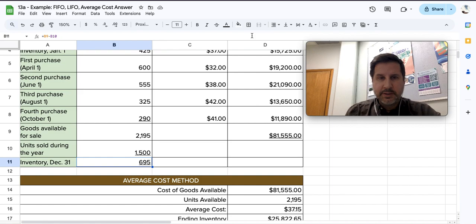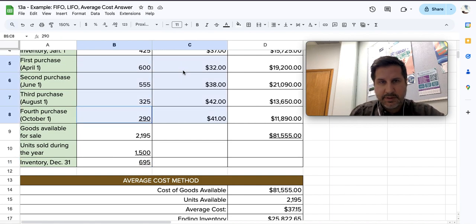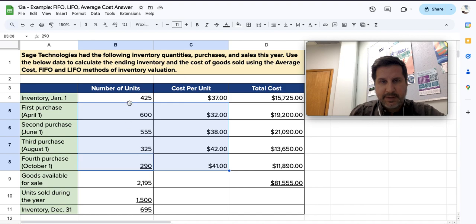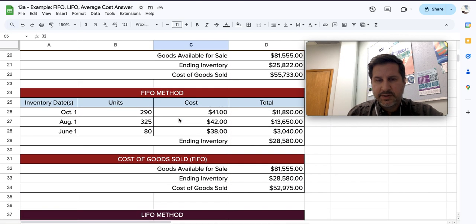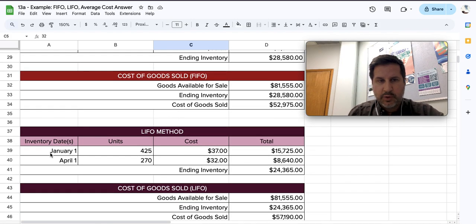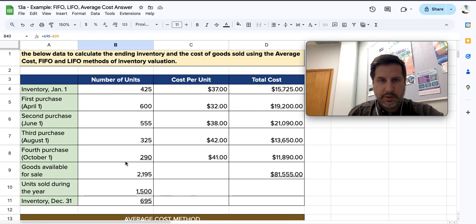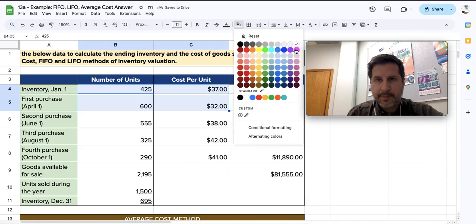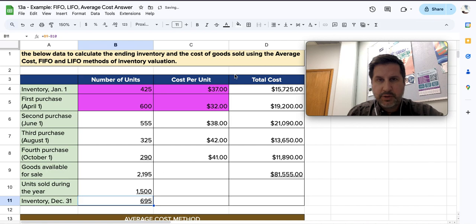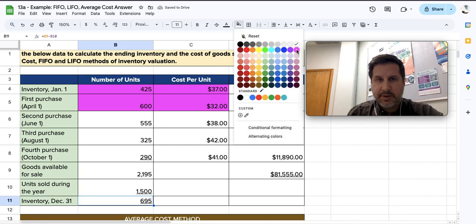In this case, as we are selling stuff, we're actually selling this stuff first, which means this stuff is going to be left in our inventory. So for LIFO, and again, I'm going to do this quicker, we're going to take our January 1st and April 1st inventory, a total of 695 units. So they're going to come from here this time. And we have to make sure that we value 695 of them.